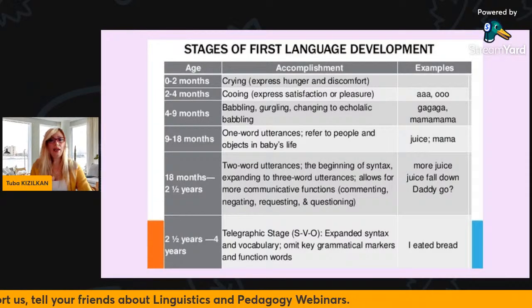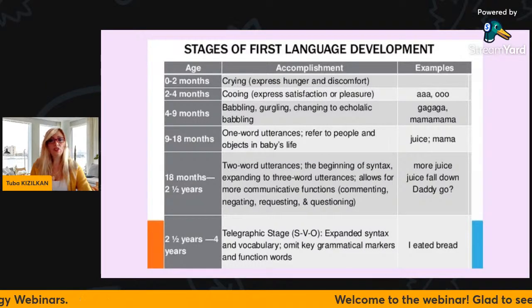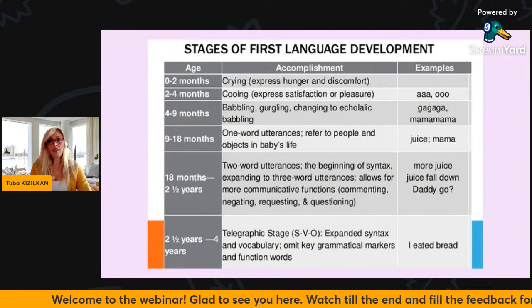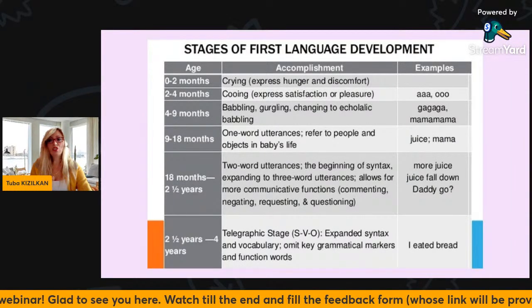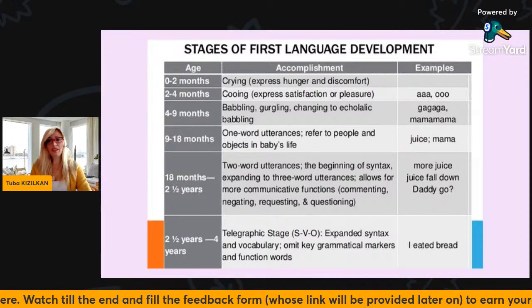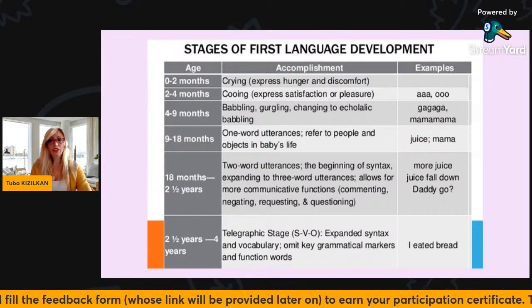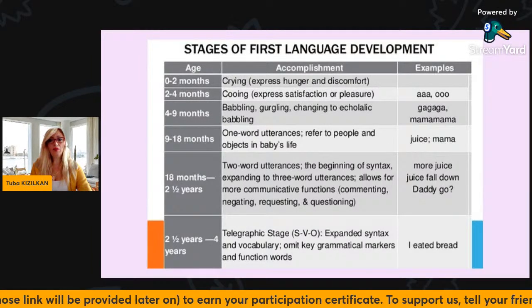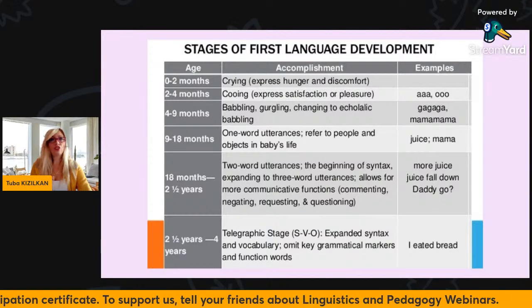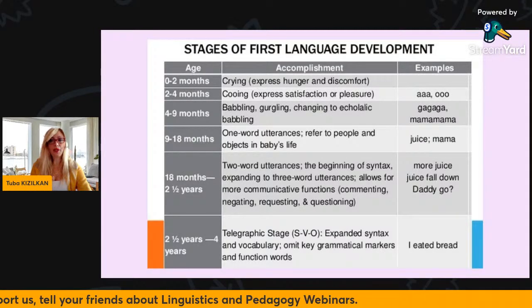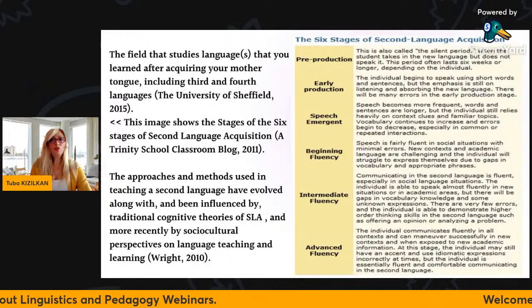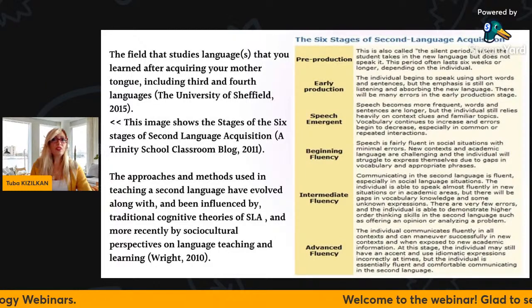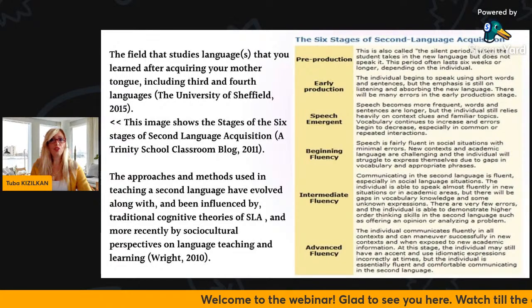And between 2.5 years and up to 4 years, the baby has a period. Actually, we don't call him or her a baby, but a child, and he or she starts a telegraphic stage and expands his or her vocabulary knowledge and syntax. He or she omits some grammatical markers and function words and starts to make sentences like "I drinked milk," "I eated bread," sentences like this. And it goes like that. But the very first years are very important in terms of language development.